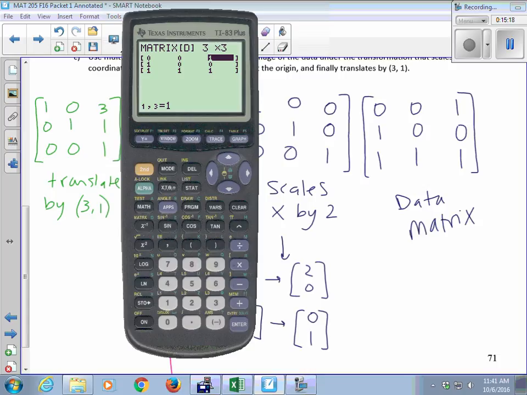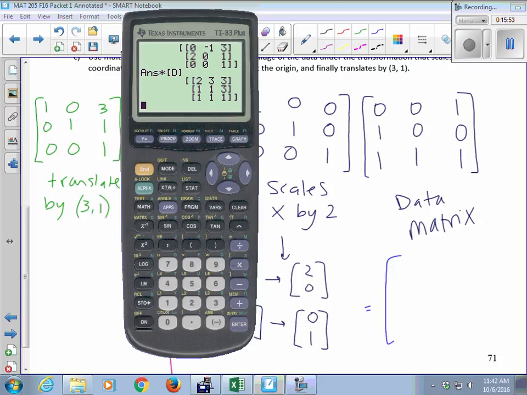Do you multiply them left to right? Yeah, you could just write them in left to right. So I want to do matrix A times matrix B times matrix C times matrix D. Do them all out, and we get 2, 1, 1, 3, 1, 1, and 3, 3, 1.